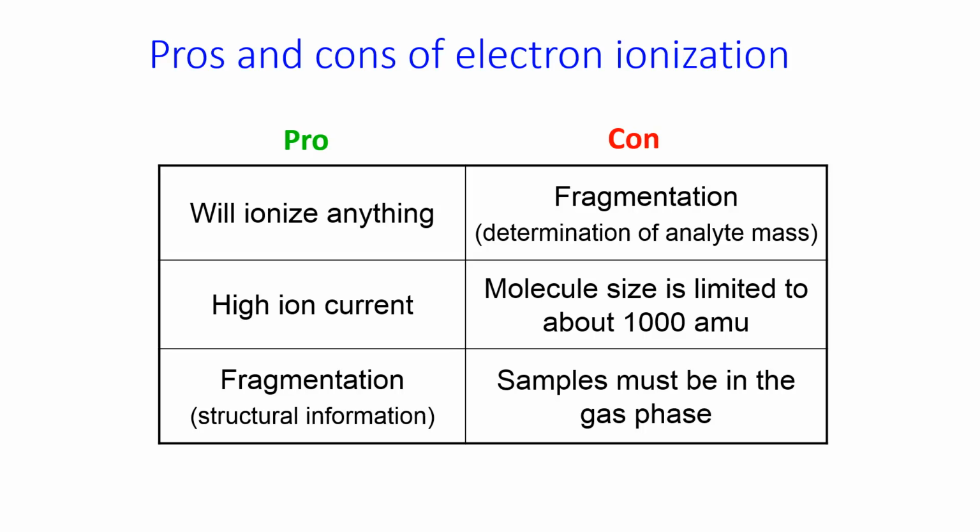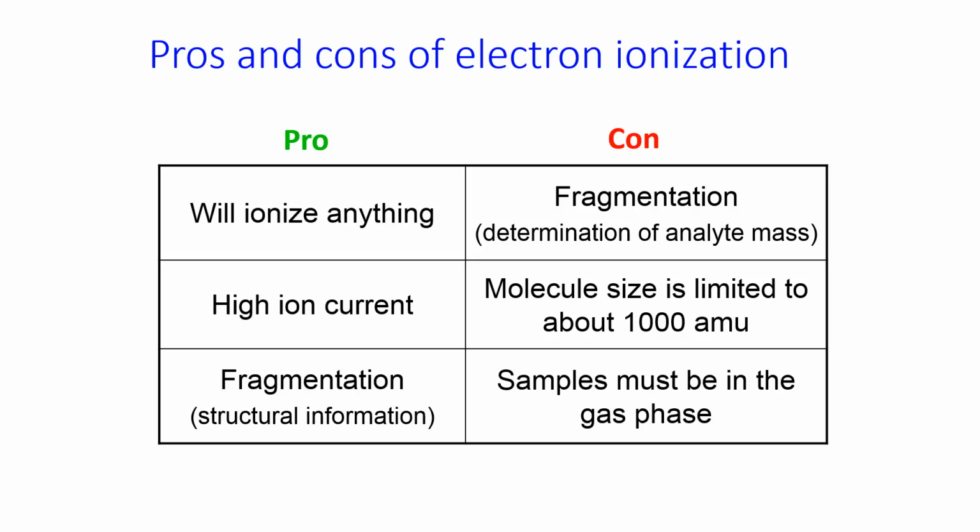Electron impact ionization is used because it's cheap and relatively durable, and it will ionize everything. You get a high ion current, it's easy to detect, that sort of thing. Fragmentation can be useful because you can get structural information from it. If the molecule always loses chunks of 15, you can infer that there are many methyl groups on it. Fragmentation is a bad thing, though, because it makes it hard to determine the parent ion peak, the actual mass of the analyte.